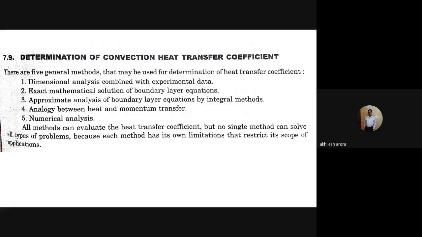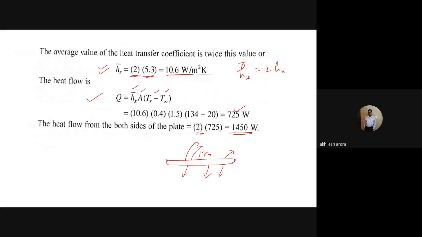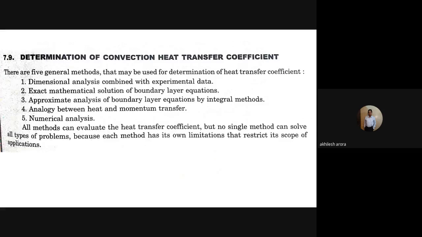So I think these were some numerical problems, and now I am going to this part, determination of convection heat transfer coefficient. See, the method which we have used till now was the second one, and that is the exact mathematical solution of the boundary layer equations. The answers which I have given were based on the second method, the exact mathematical solution of boundary layers. Now we can calculate the value of heat transfer coefficient by five methods actually.